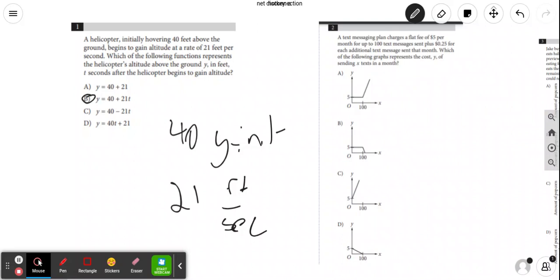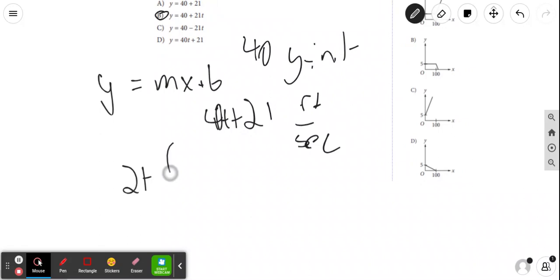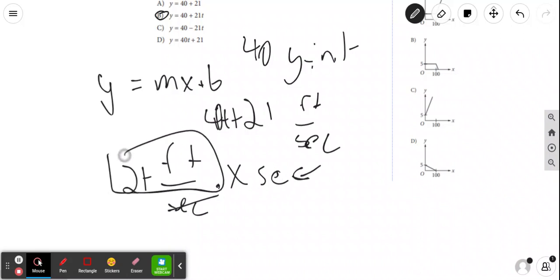It's B. Let me explain. You have a y equals mx plus b form, right? Your b is 40. That's already in feet. And then you have 21 feet per second. And then you're multiplying by t, which is kind of like the x, right? And that's in terms of seconds. So these units cancel out. You're left with feet plus feet to get your y.